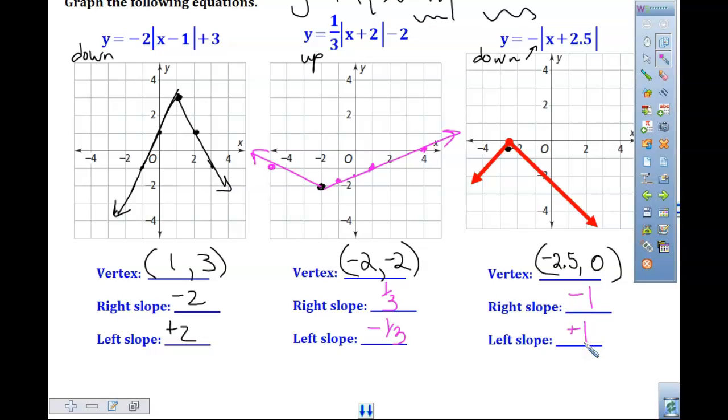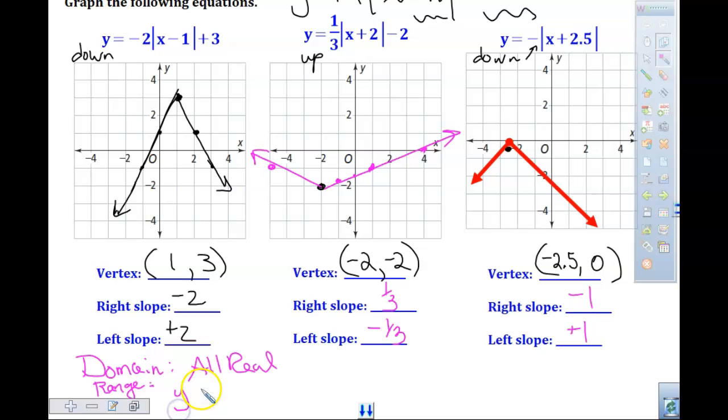If I was asking you for the domain of all of them, the domain is all real numbers. If I asked you for the range, it's different for each one. Larissa, the first range would be y is what? Y is greater than or equal to 2. Is it above 3 or below 3? Below. Less or equal to 3.